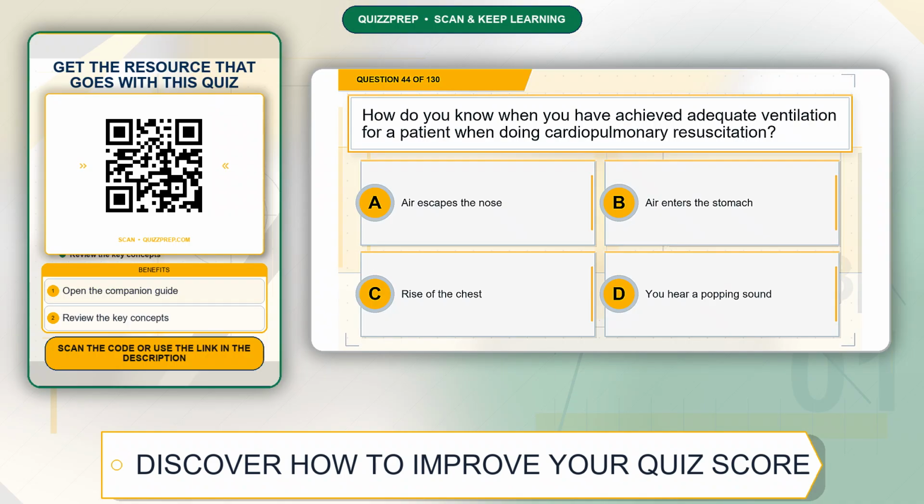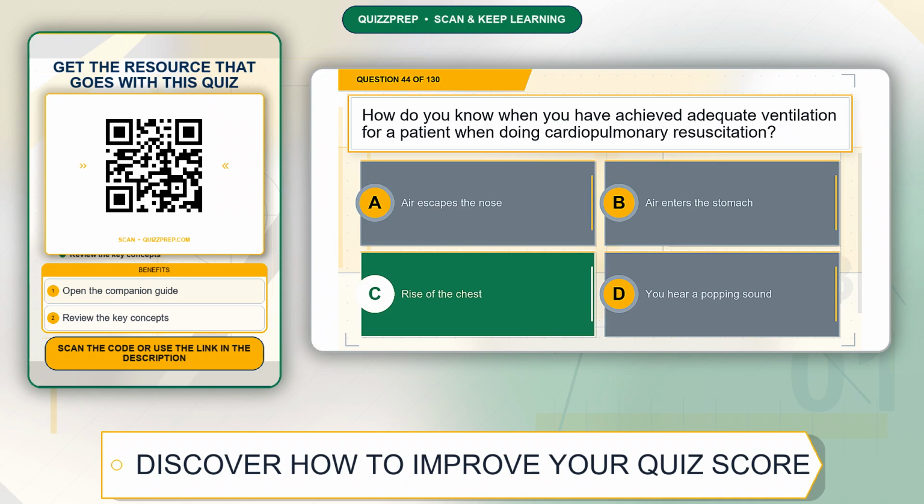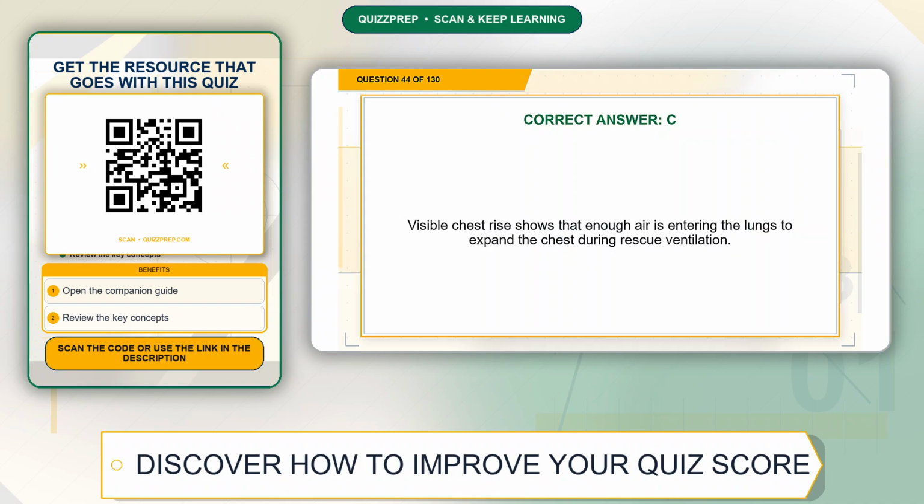Question 44. How do you know when you have achieved adequate ventilation for a patient when doing cardiopulmonary resuscitation? Option A, air escapes the nose. Option B, air enters the stomach. Option C, rise of the chest. Option D, you hear a popping sound. The correct answer is option C, rise of the chest. Explanation. Visible chest rise shows that enough air is entering the lungs to expand the chest during rescue ventilation.